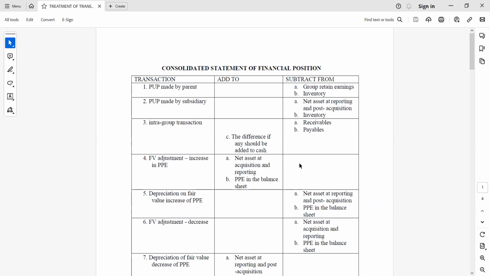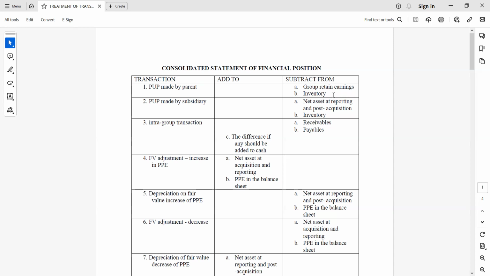So when we talk about PUP, this is one of the adjustments that can be so confusing, but PUP is really easy. So we have PUP, that is provision for unrealized profit made by the parent, and then we have provision for unrealized profit made by the subsidiary. In the question, if the PUP is made by the parent, the treatment is that it will affect two things. It will affect the group retained earnings, and it will also affect your inventory. So when you see PUP made by the parent, you subtract the figure from your retained earnings, and then you also subtract the figure from your group inventory, your inventory in the balance sheet. So that is the treatment for PUP made by the parent.